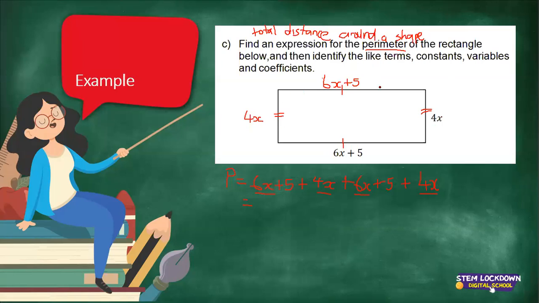So I need to add all of my sides, right? In this case, my 6x, there it is, plus 4, there it is, plus 6x plus 5, there it is, plus 4x, there it is. So basically, this can be written as 20x, right? 6 plus 4 is 10, plus 6 is 16, plus 4 is 20.